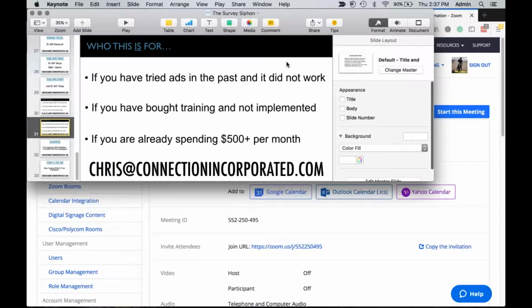So if you've tried Facebook ads in the past and it didn't work for you, now's the time to get this done. If you bought training, and there are some incredible training programs out there, the stumbling block is implementation. So if you haven't implemented, but you've got lots of great training, now is the time to have us do it for you. It's time for us to be your who.